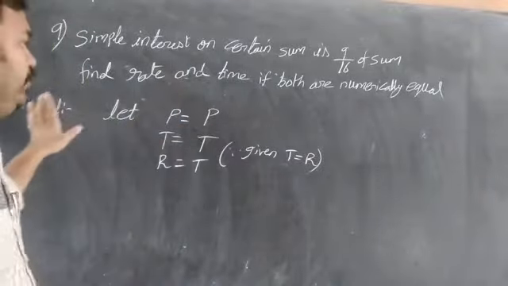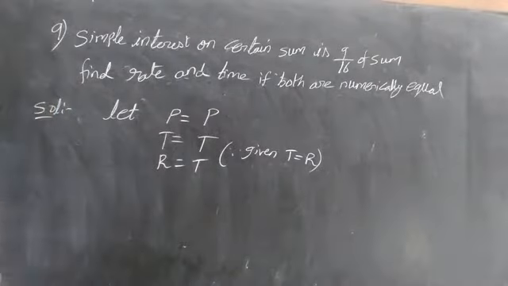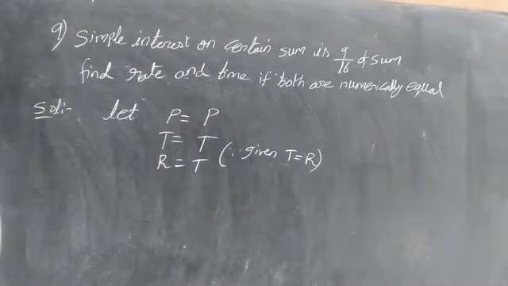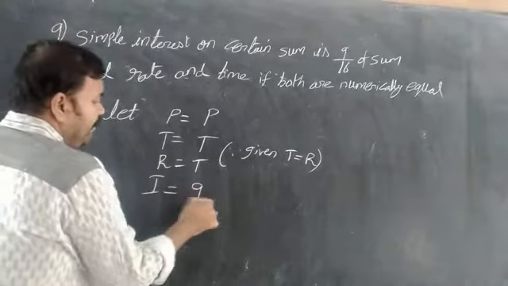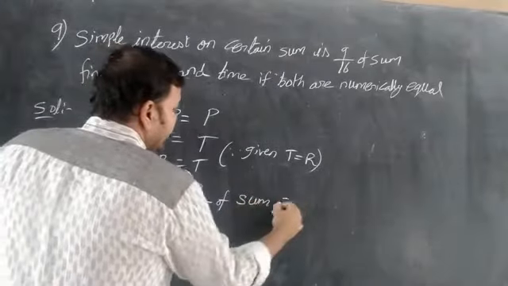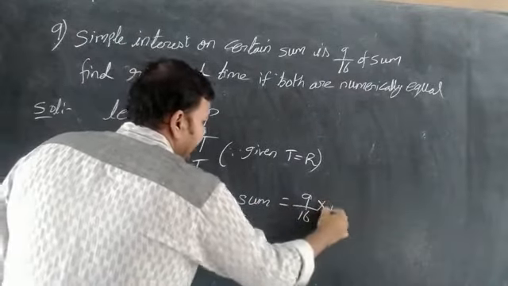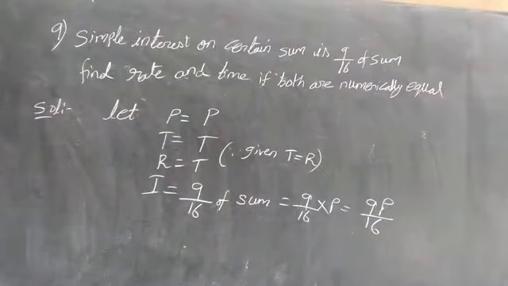We have to find any one of them. I am taking the time formula. Substituting in the formula, the interest is given as I is equal to 9 by 16 of the sum, which is equal to 9 by 16 into P, that is 9P by 16.